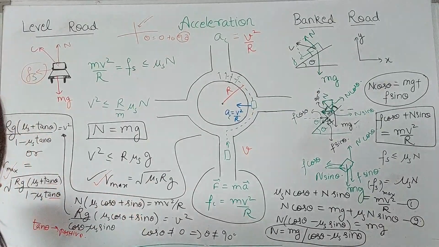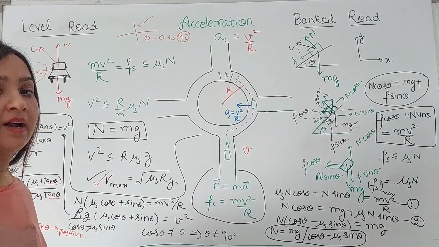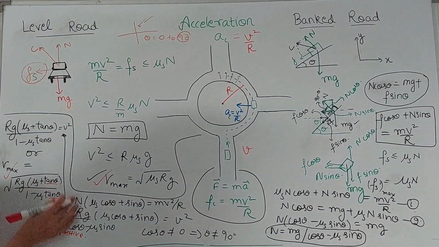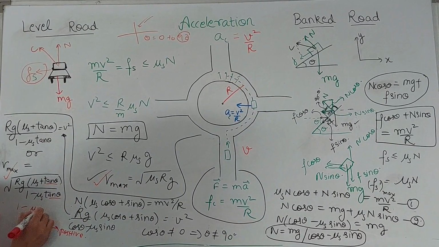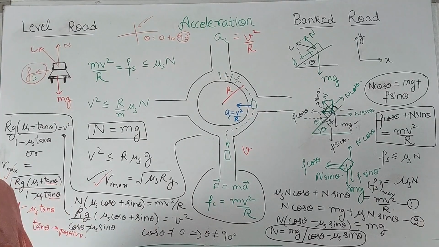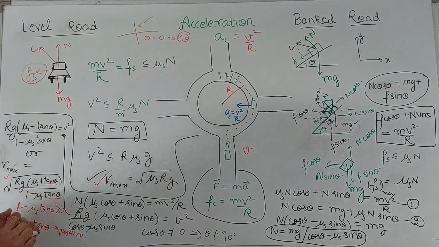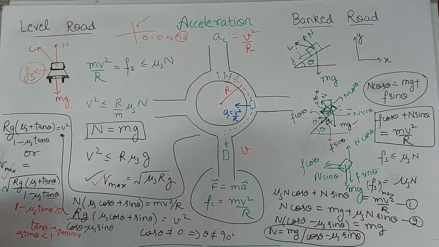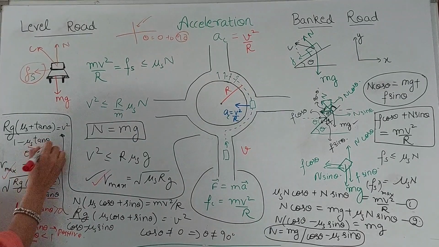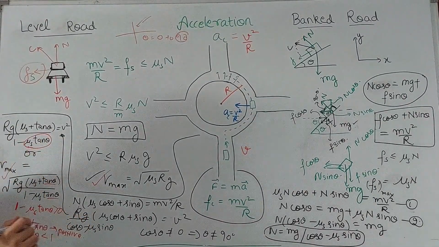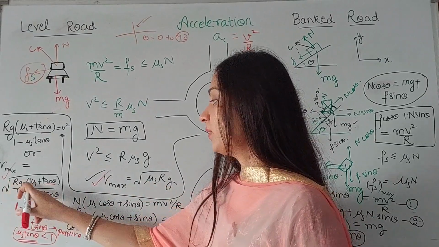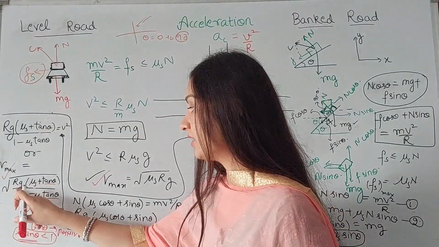Okay. Now let us talk about this. So this is a square root and you know that this should be real and positive. So I can say that this denominator, 1 minus mu s tan theta, should not be 0 and should be strictly greater than 0. So this should be greater than 0, which means that mu s tan theta is less than 1. This thing is less than this. So if you compare this and this, this is mu s rg, the first term, and this is rg tan theta.